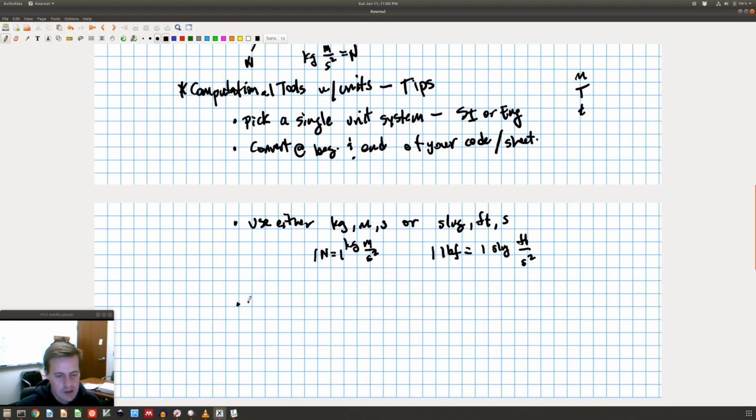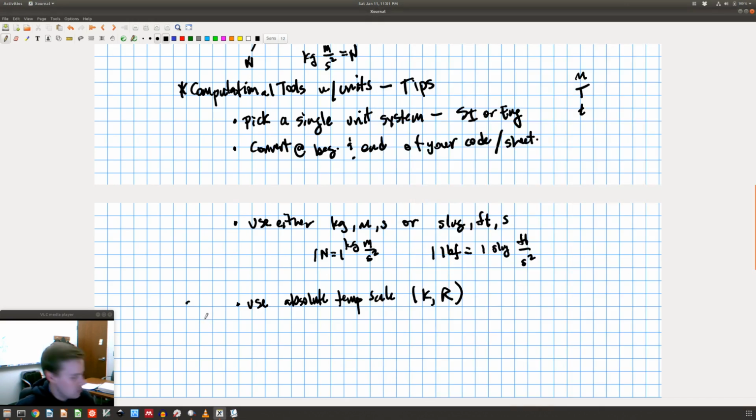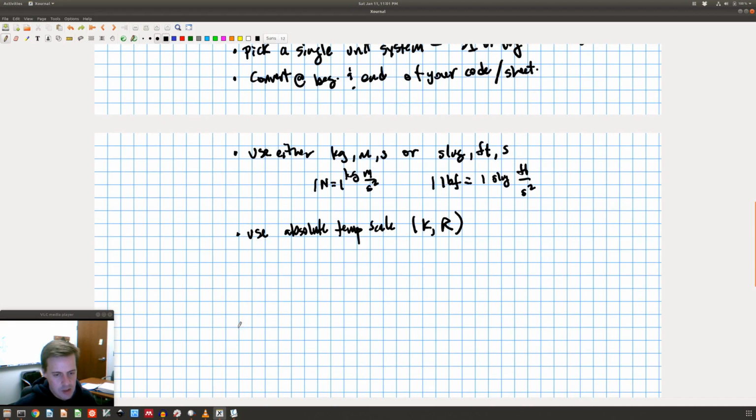And then the last tip is use an absolute temperature scale, either Kelvin or Rankine. If we come over here and look, we have this conversion between Kelvin and Rankine. If you're given something in Fahrenheit, convert it to Rankine. If you're given something in Celsius, convert it to Kelvin. Many things in engineering need an absolute temperature scale. Some don't if you're taking differences, but if you convert to an absolute scale at the beginning, you'll always be okay. So that's what I'm going to say about units and my tips about units.